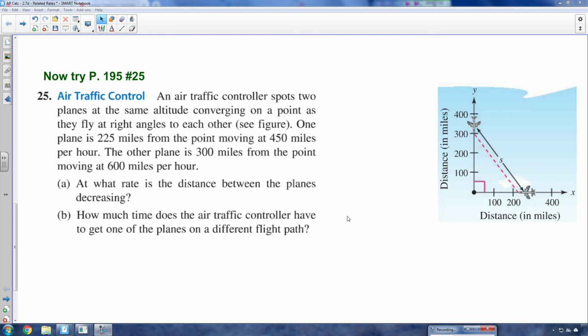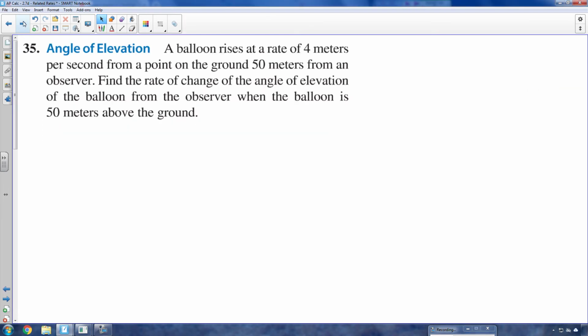We got two planes moving. If we talk about the speeds that they're going, we're really talking about the rates at which they're moving. So think about that for a little bit. At what rate is the distance between the planes decreasing, which is s, so ds/dt, which is probably going to be a negative because it's decreasing. And then just do the best you can do.